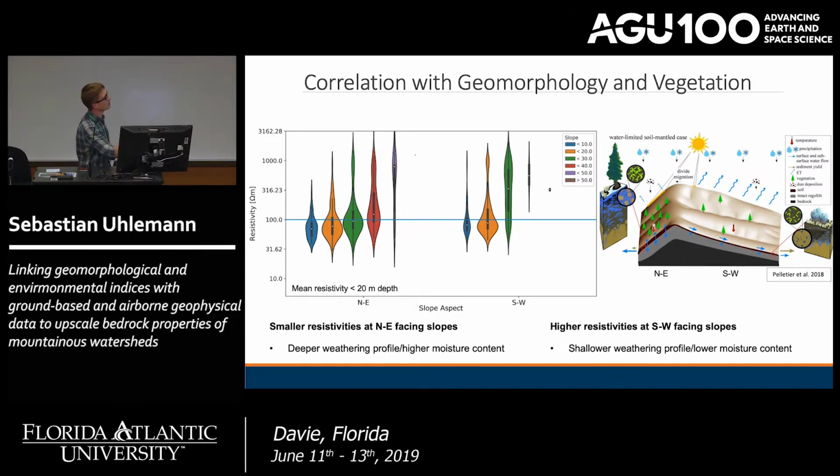shallower weathering. If you compare this to one of these geomorphological models by Pelletier et al., 2018, he basically tried to estimate this worldwide, right? So he came up with a model that holds for different situations. At Crescent Butte, we had a water-limited soil method case. And what he suggested is that for northeast-facing slopes, you have deeper bedrock weathering because you have more moisture and basically more vegetation. Whereas on southwest-facing slopes, you have thinner weathering horizons, because you have less moisture, because you have more radiation and hence more evapotranspiration.